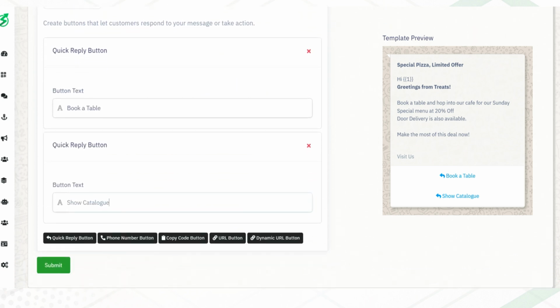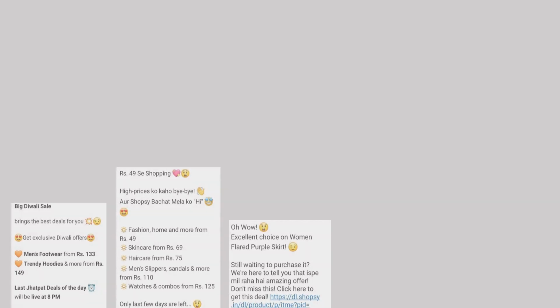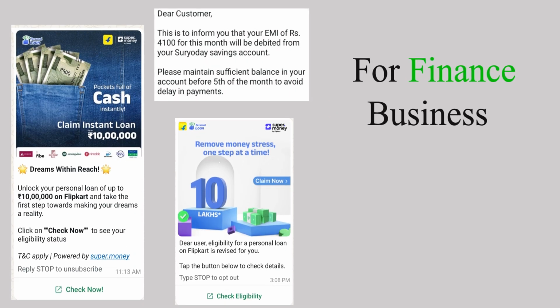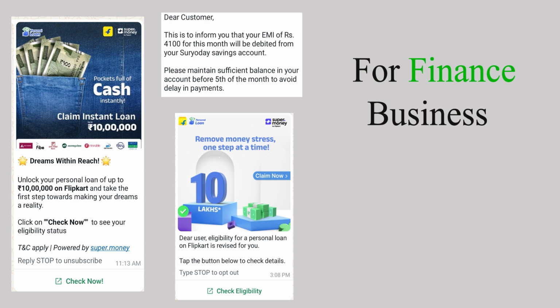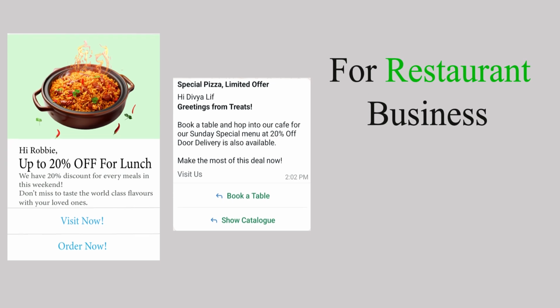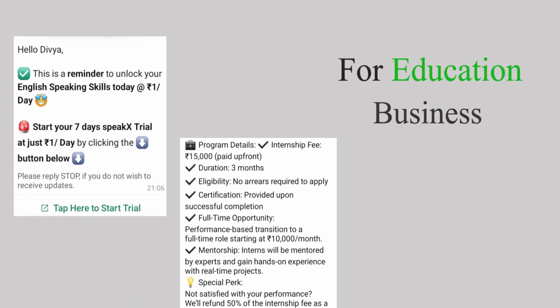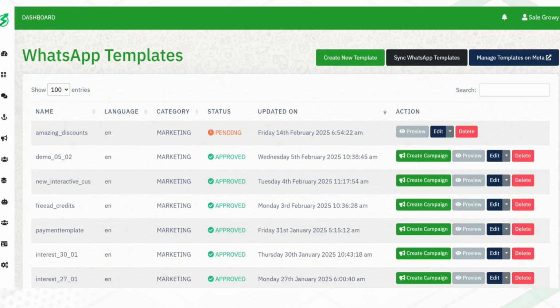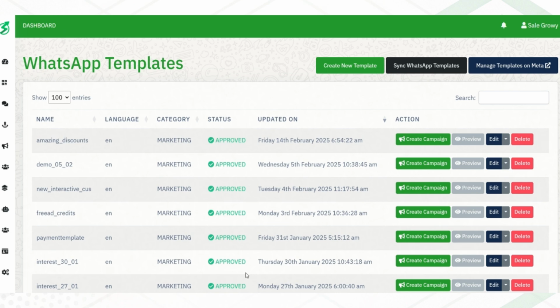We also have options like phone number button, copy code button, URL button and dynamic URL button. And now we can click the submit button. Here are some other templates that can be created based on various categories. After uploading our template, it will be marked green in color and shown as approved.